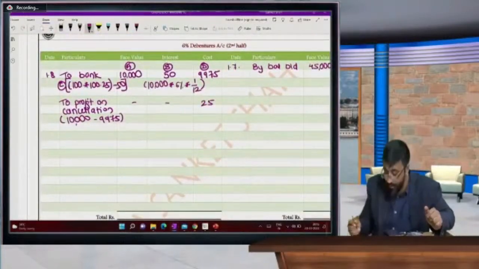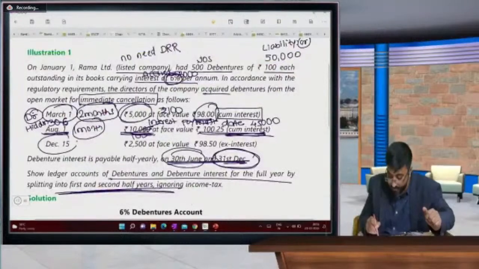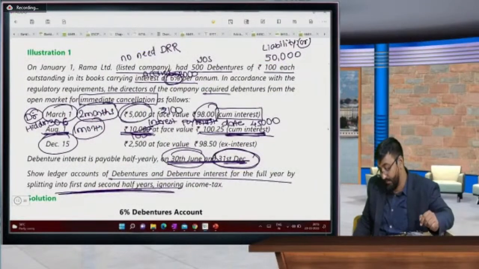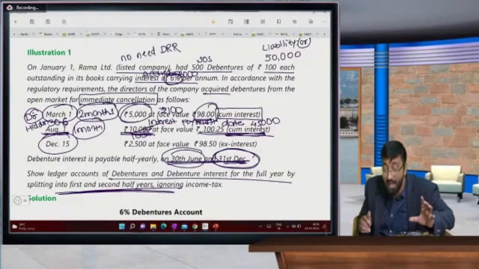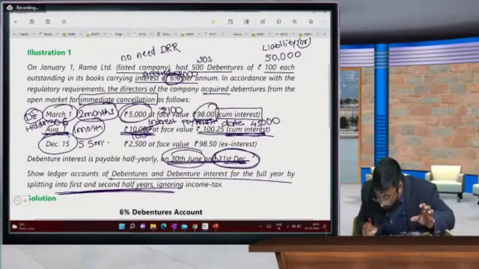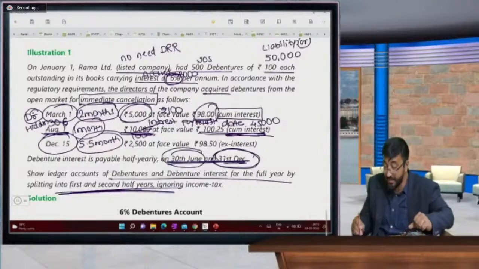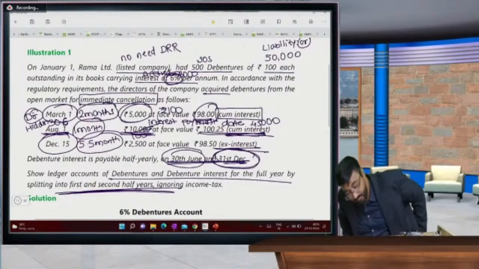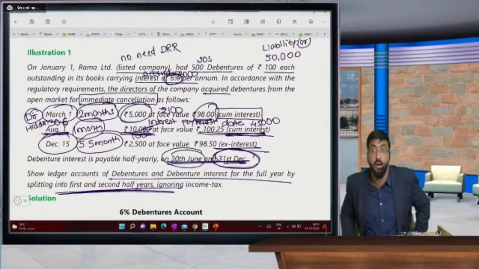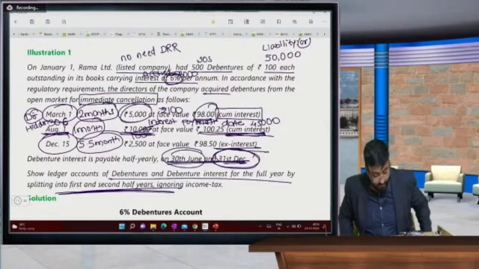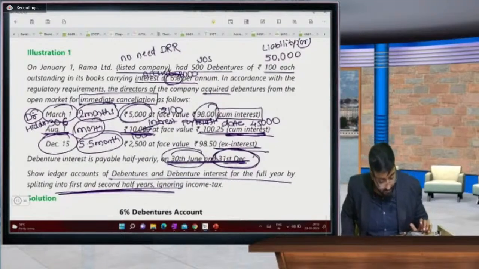Over, sir, over. Last chance. December 15. When you paid last interest, 30th June. So July, August, September, October, November, and 15 days means half month. So I am giving you help: 5.5 months. Ex interest now, ex interest. Solve. Chalo, 5.5 months.